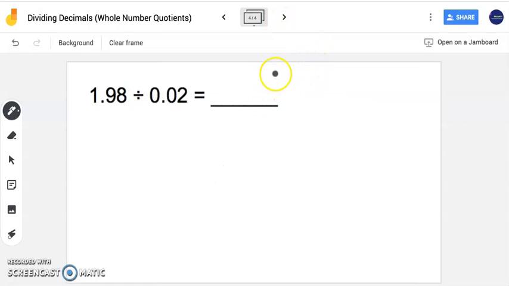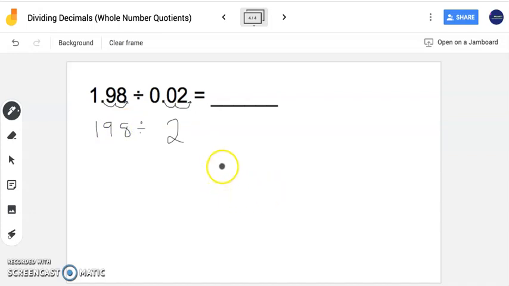For this next one, we're going to do the exact same thing. I also notice I have a decimal in my divisor. Therefore, I'm going to multiply by 100 to eliminate the decimal point, moving that decimal 2 places to the right, giving me the number 2. If I multiply by 100 in my divisor, I also need to do that to my dividend, moving this decimal point over 2 places as well, giving me 198 divided by 2 as my new problem.